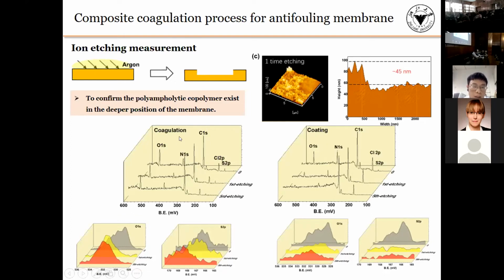For the membrane made by the composite coagulation process, even after 1 to 5 iterations, the membranes show very similar compositions. But for the membrane made by the coating method, even after 1 iteration, we find the surface composition changed as well. That means the copolymer is just attached on the membrane surface by the coating.